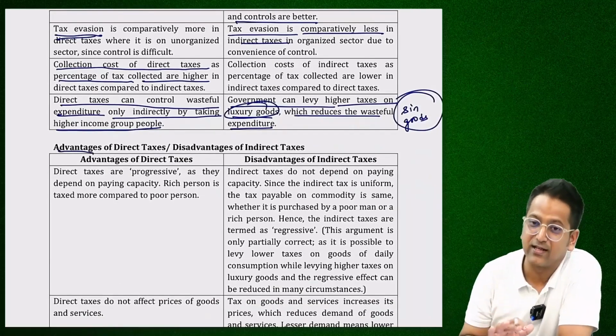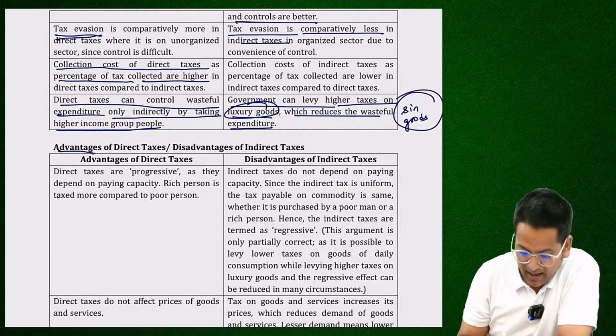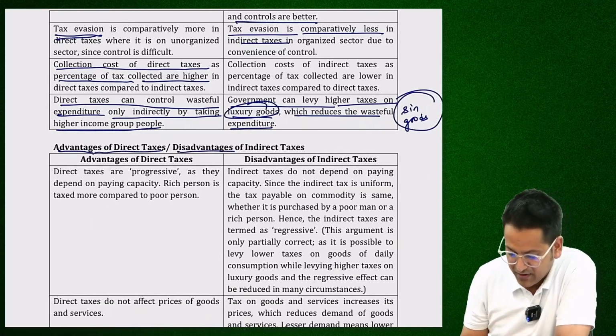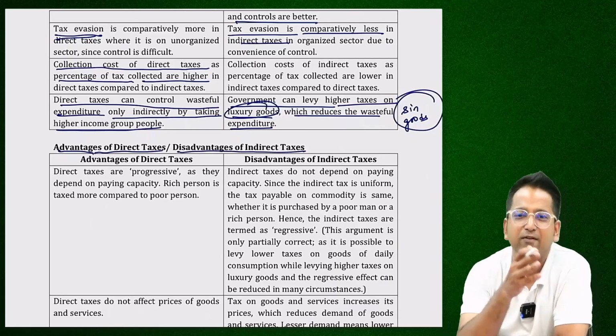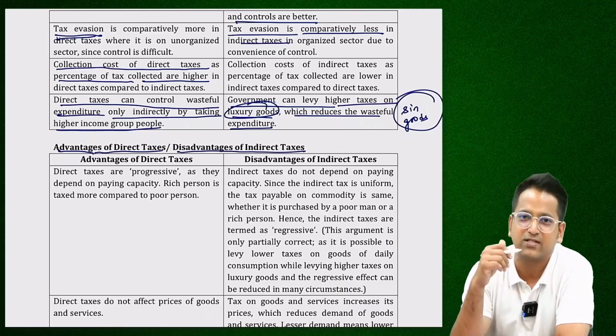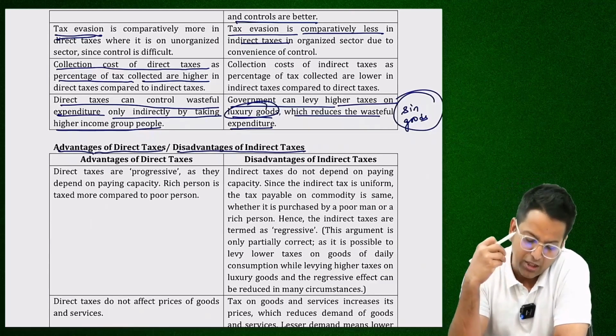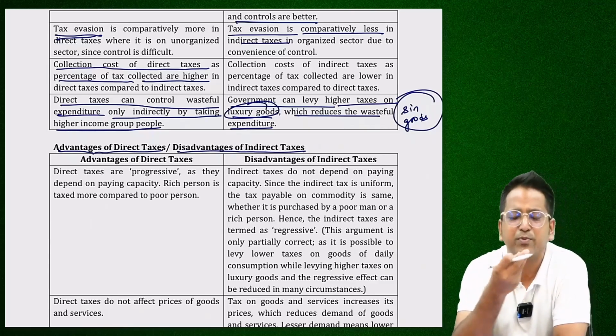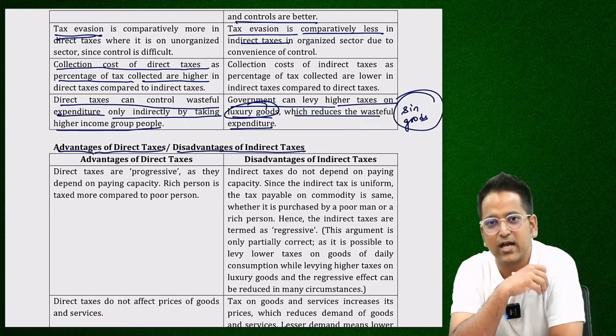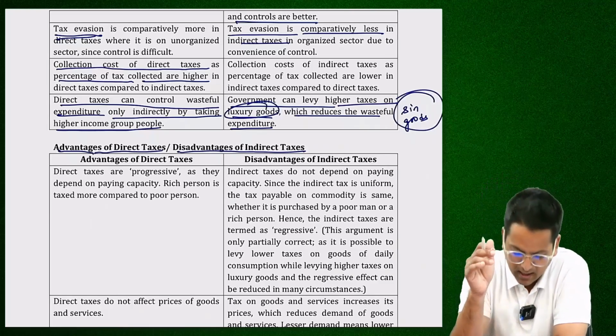Let's discuss the opposite. Now we will discuss the advantages of direct taxes and the disadvantages of indirect taxes. Both have advantages and disadvantages, which is why both taxes are there. If we say that indirect tax is better, then why are direct taxes being levied? So let's understand what are the advantages of direct tax.